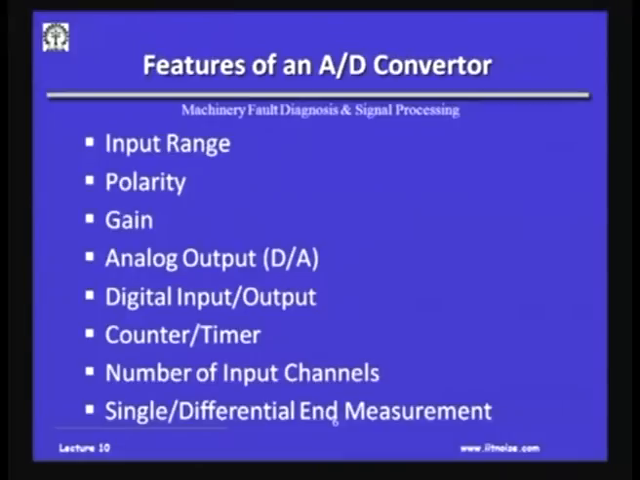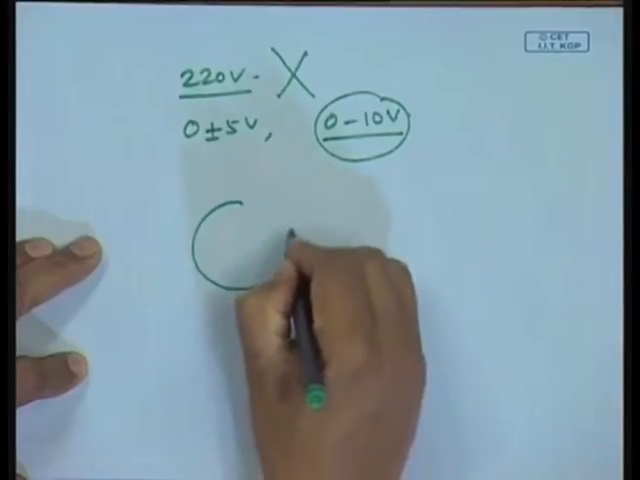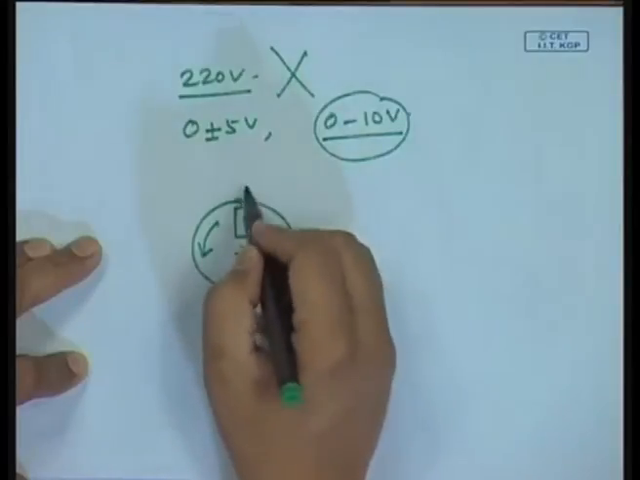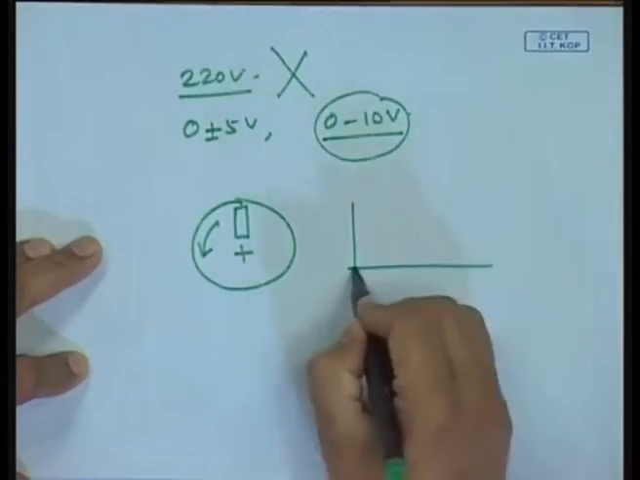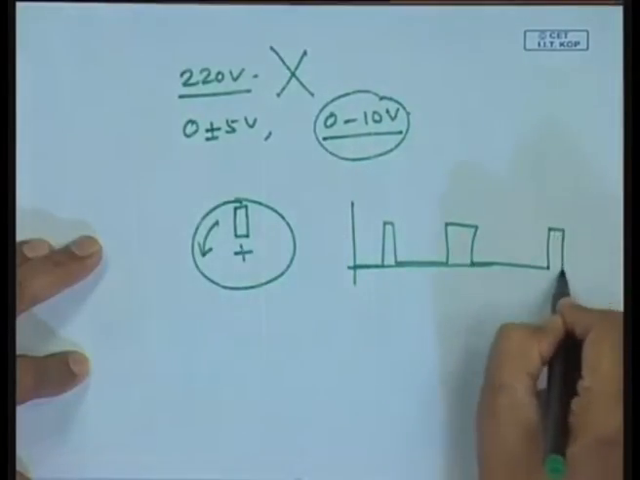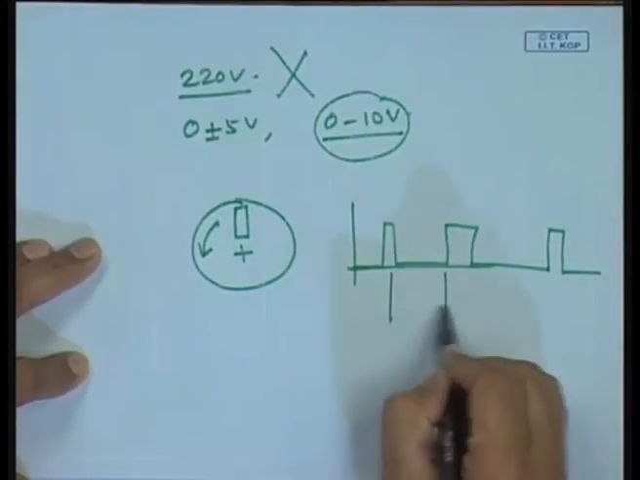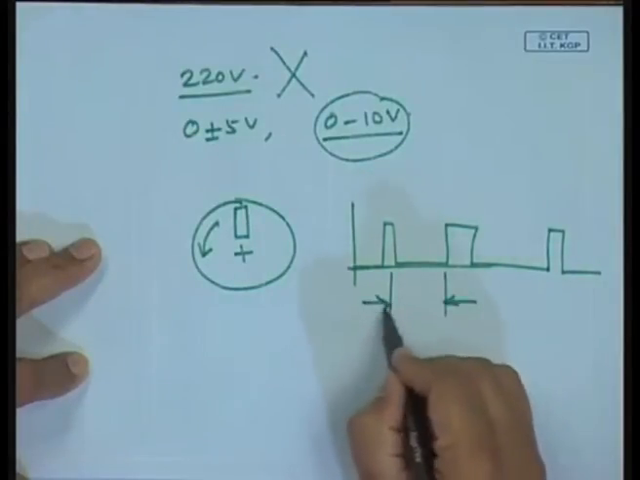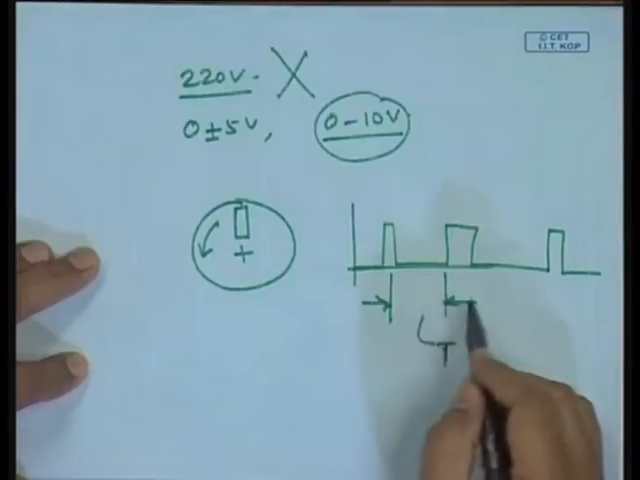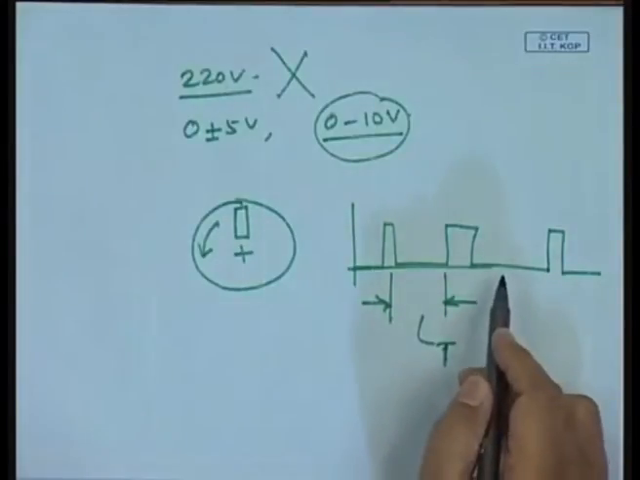Sometimes the computer or a device, particularly a rotary encoder or a rotary triggering mechanism. Suppose this is a shaft which is rotating, and every rotation I am getting a pulse. If I know the relative distance in time, this time is known to me, I can find out by the inverse of time what the speed of this rotating machinery is.